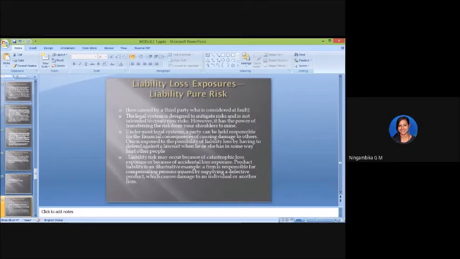Pure and speculative risk is further classified as liability loss exposure and liability pure risk, which talks about loss caused by a third party who is considered at fault. Due to some third party it is happening. It might be that the legal system is designed, as it says, liability loss exposure, liability pure risk, to mitigate risk and is not intended to create new risk. These are the risks which happen due to the legal system. They need to be liable to pay something.